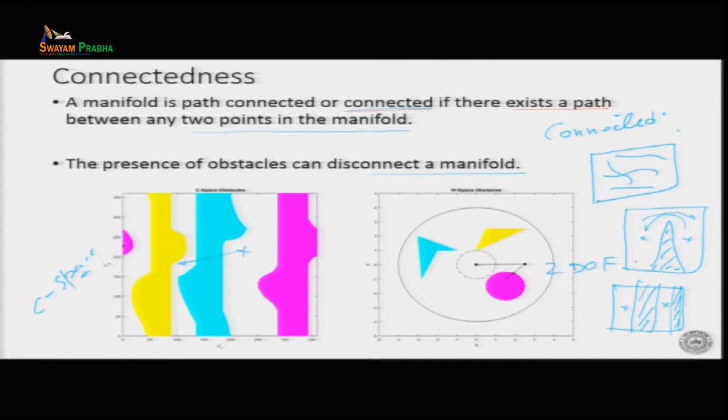And what does the obstacle do? It breaks the connectedness of the path. It may not break it fully, like in this case where you have an obstacle but it is still connected, but in this case it is not connected.